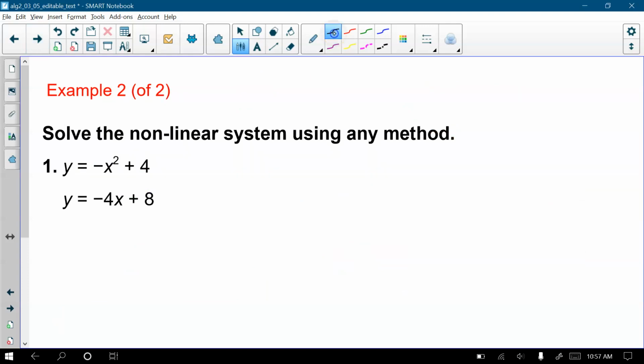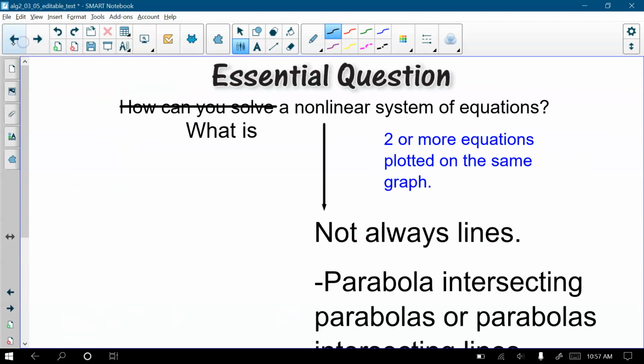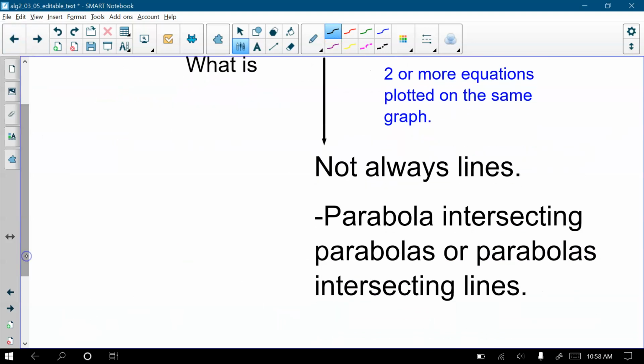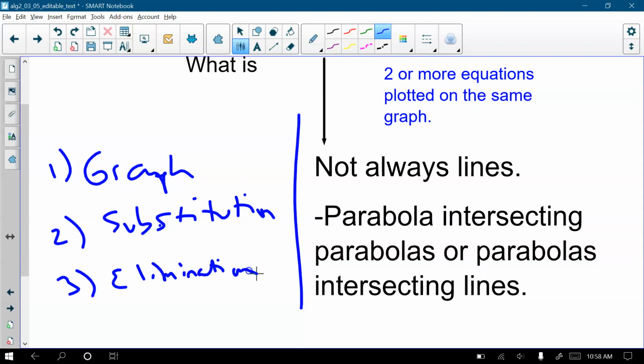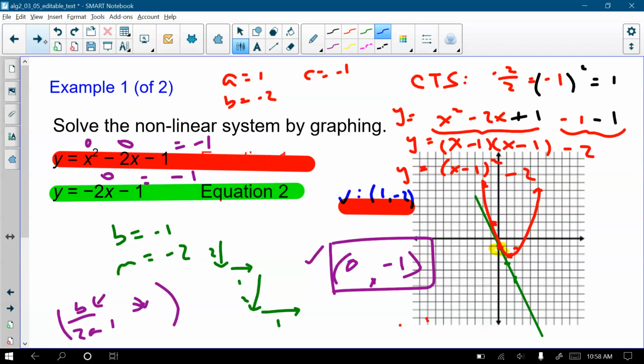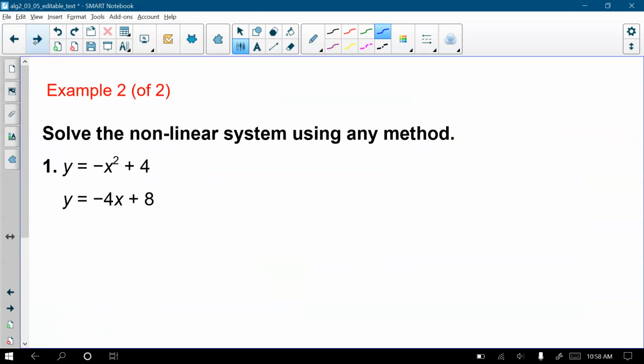Okay, now this one. I don't know if you remember this, but ways that you could solve a system of equations are by graphing, by substitution, and by elimination. And you can do that for any system, whether it's a linear system of equations or a nonlinear system of equations. Those 3 methods will generally always work. So let's do this one.